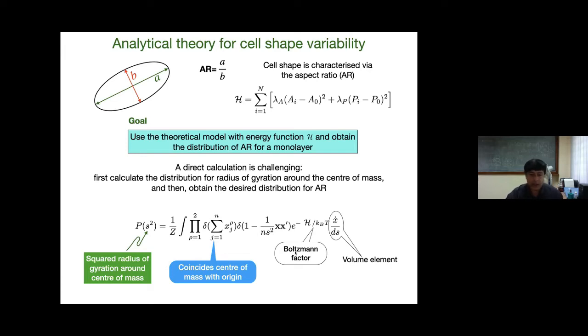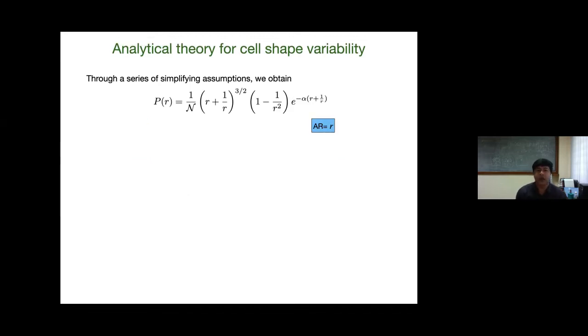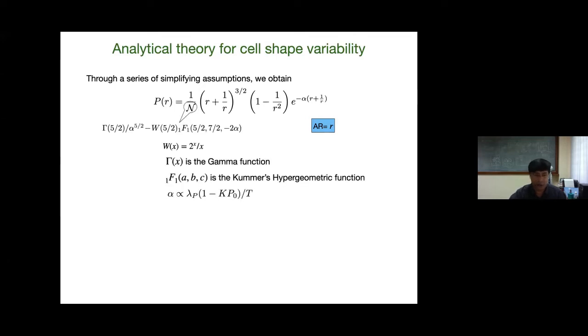So now this expression is quite general, but from here to get a useful expression is quite non-trivial. We had to make several simplifying assumptions for analytical tractability, and then we obtain this particular expression. So P of R is given as this, where N is a normalization coefficient. We actually have an exact expression for this, but this has this particular form.